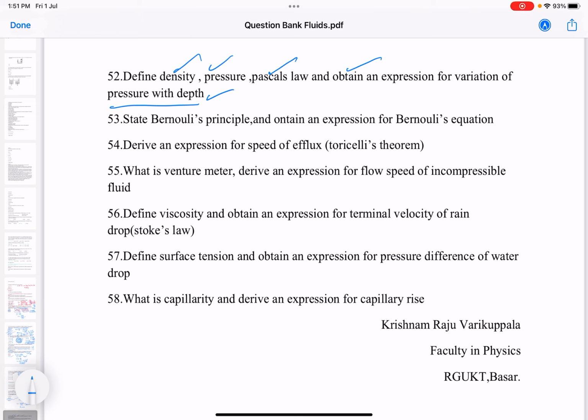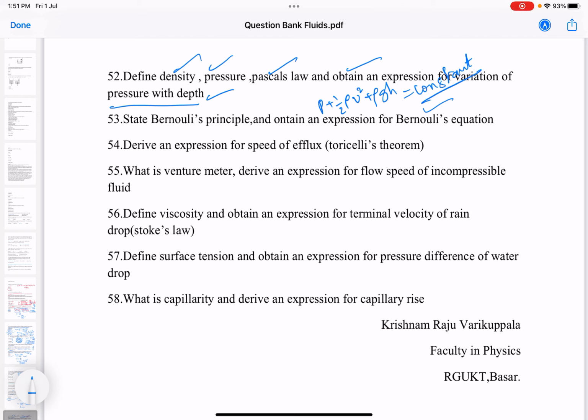Now, state Bernoulli's principle. What is Bernoulli's principle? An ideal fluid is one which is incompressible, non-viscous, irrotational, and isotropic. So for an ideal fluid, the sum of the pressure, the kinetic energy per unit volume, and the potential energy per unit volume remains constant. And obtain an expression for Bernoulli's principle, that is P plus half rho V square plus rho GH equal to constant. Prove this relation. We have discussed already in the classroom.